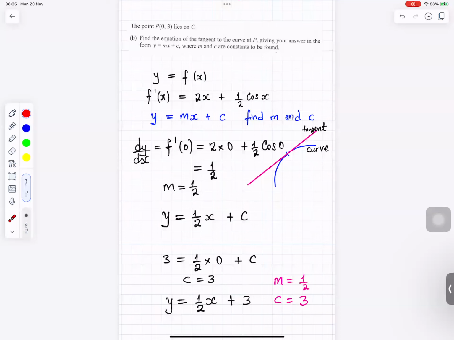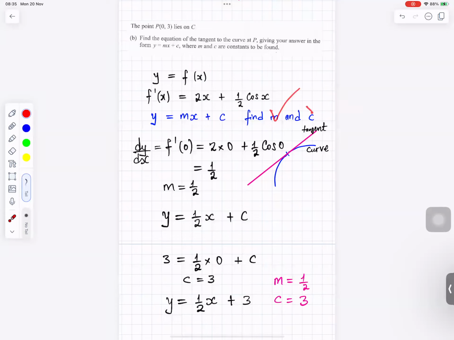The point (0, 3) lies on C. Find the equation of the tangent. A tangent is a line. Whenever you see the word tangent, it's a line, and the equation of a line is y equals mx plus c. So that means we need to find m and we need to find c. Tangent is a line, and you need to find m and c, and then you can write the equation.